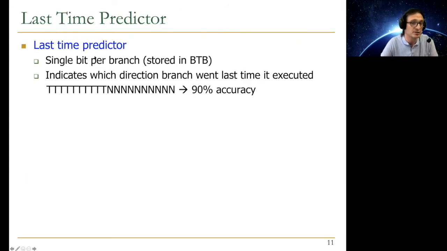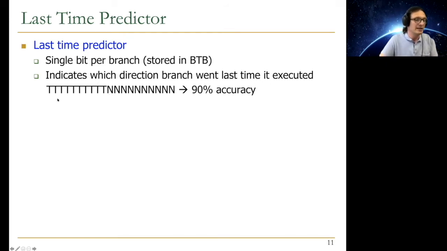For this to work, you need a single bit per branch. That bit indicates whether the branch was taken or not taken the last time it was executed by the machine, as resolved in the branch execution unit. You store that information in the direction predictor, which could be part of your branch target buffer, as we will see. This bit indicates which direction the branch went last time it was executed.